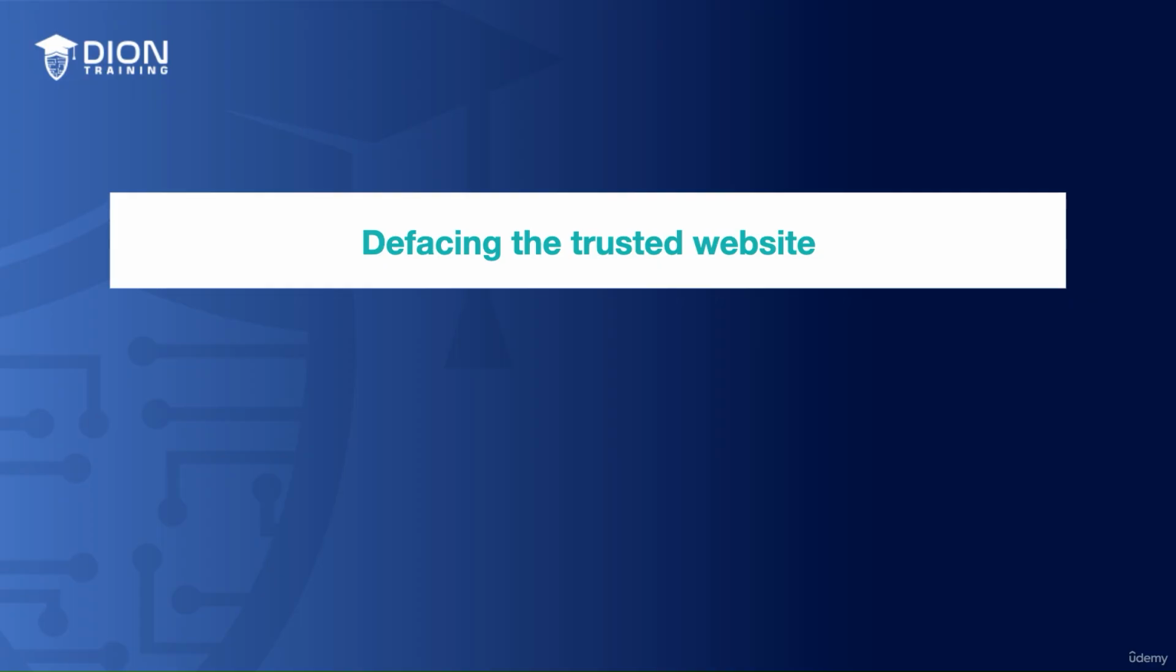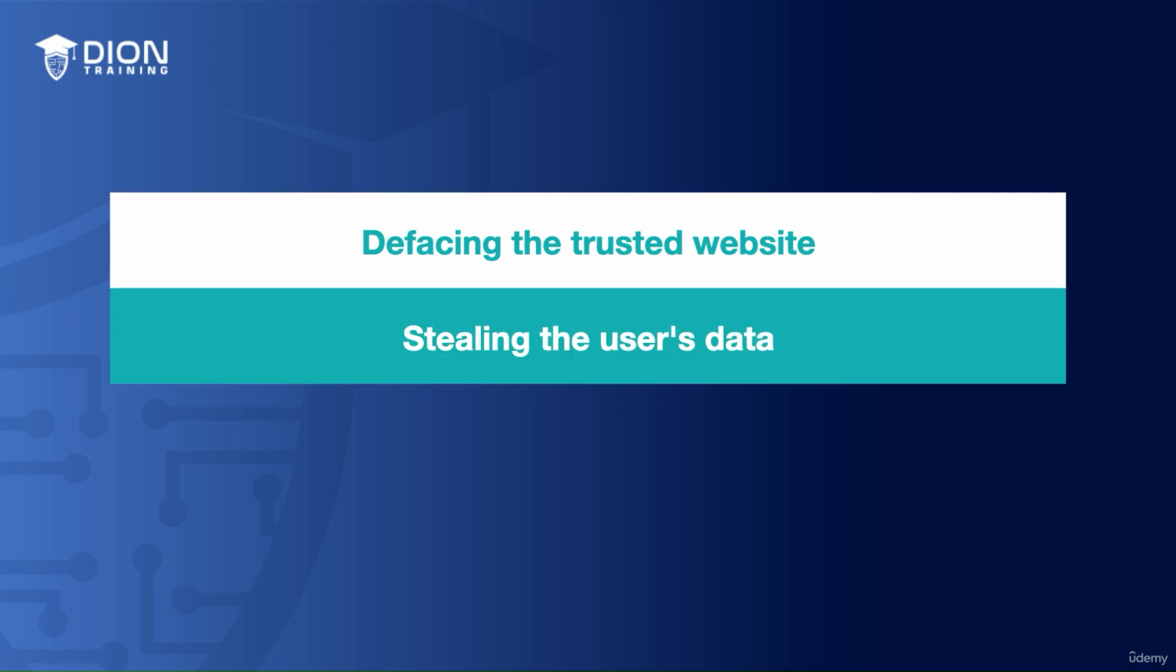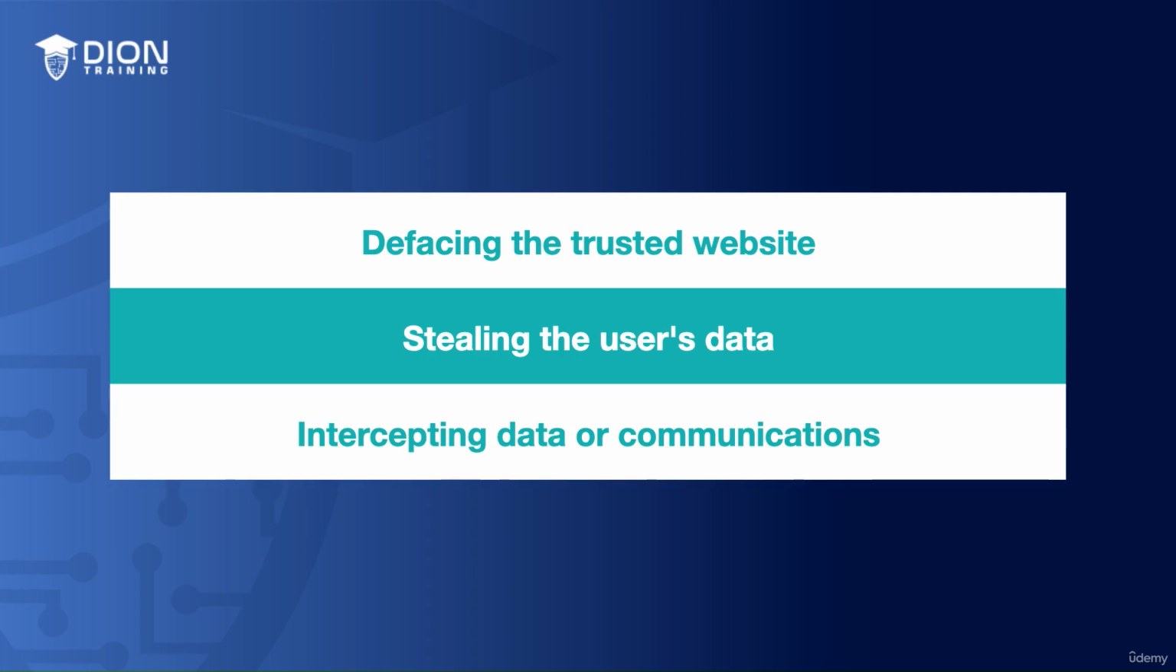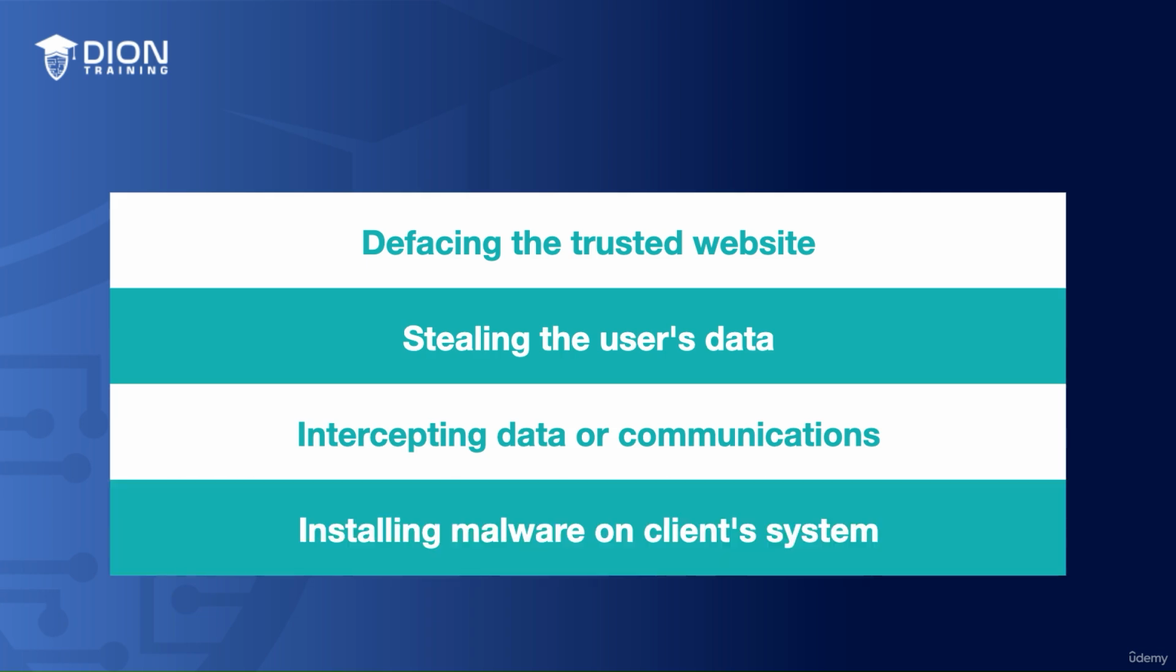Now, cross-site scripting attacks can be used to run malicious code that performs many different functions. One attack may focus on defacing the trusted website by injecting extra HTML code into it. Another attack might focus on stealing the user's data by stealing protected cookies from that user. Another might try to intercept data or communications as they're being entered into the web forms. And yet another might try to install malware on your client system.